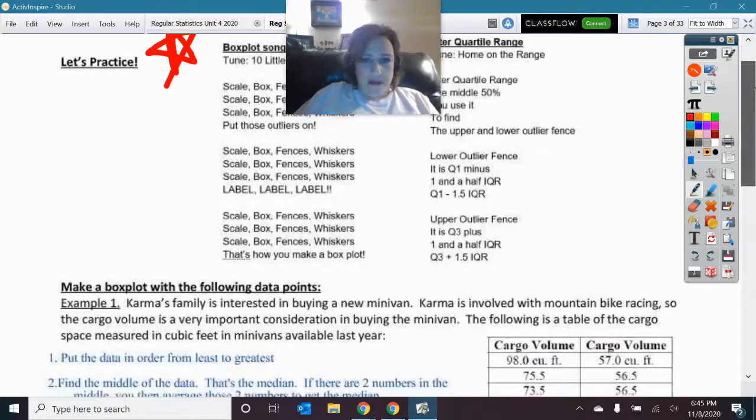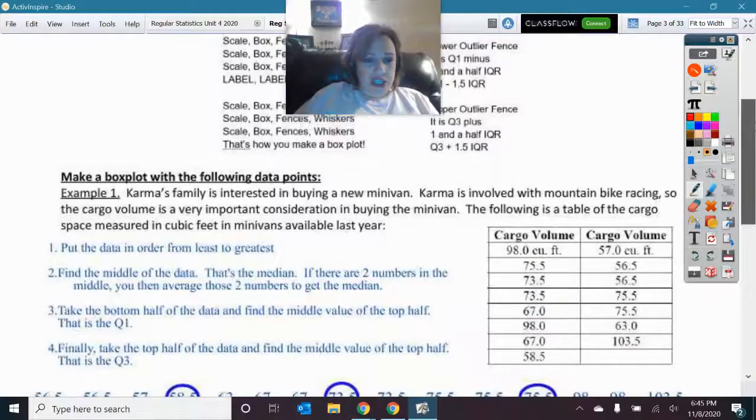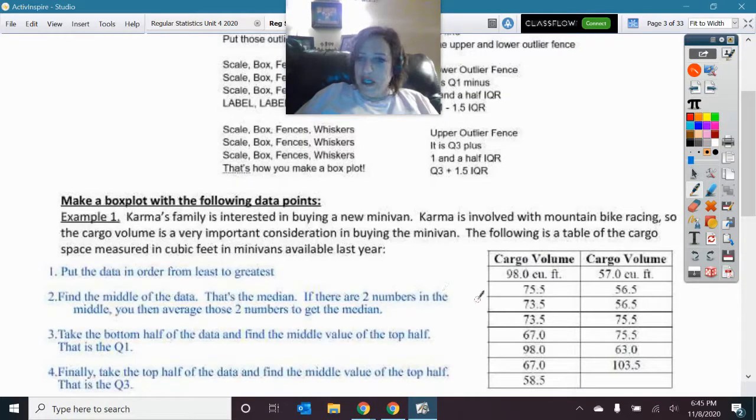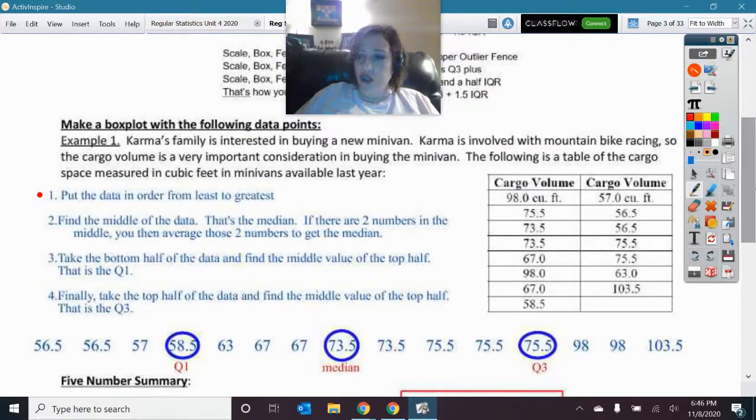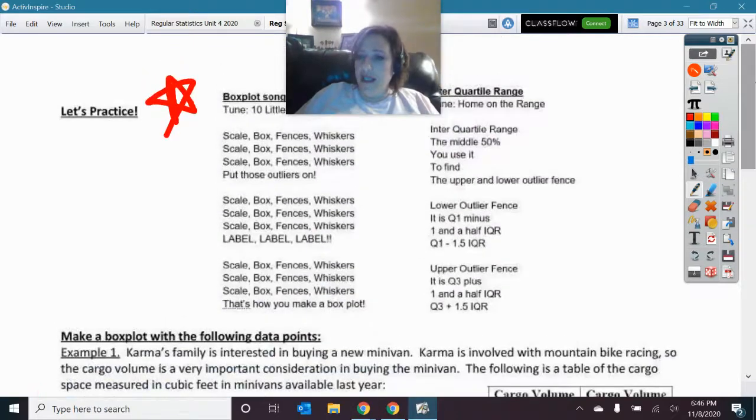So here we have Karma's family, and first she wants to get a minivan. She goes biking, so she has all the cargo spaces in order, or we want to figure out what's going on with all of the minivans that she looks at. Here we go. So first step, put all the data in order from least to greatest. So we're going to do that here. I have done that for you, and I'm just going to talk you through how I got those numbers.